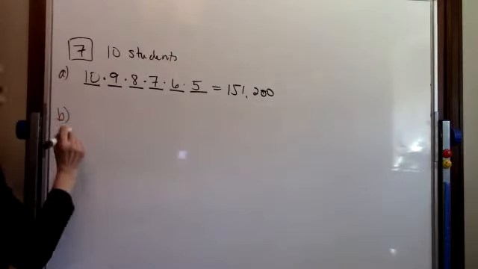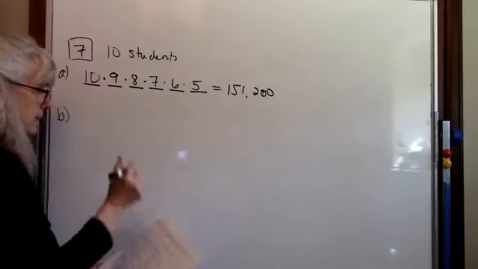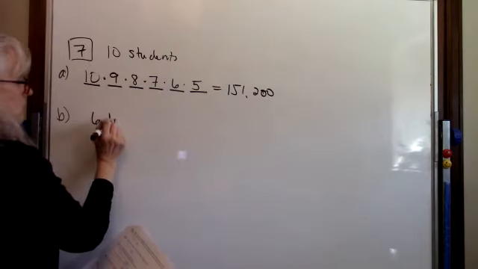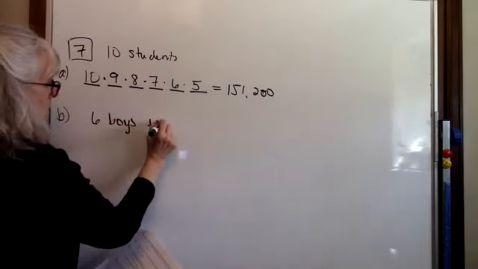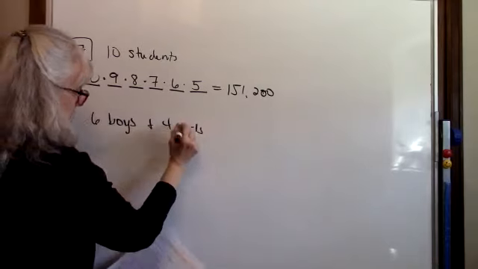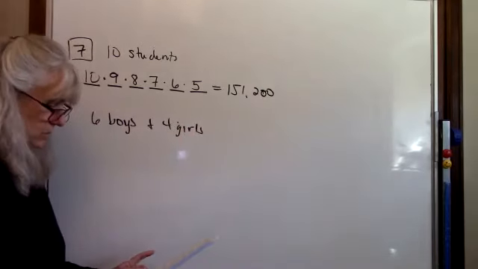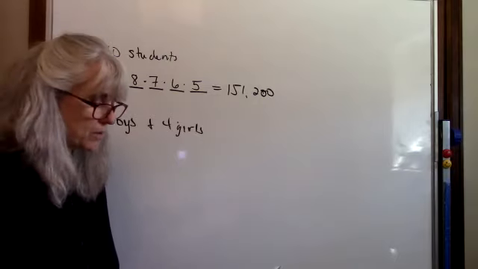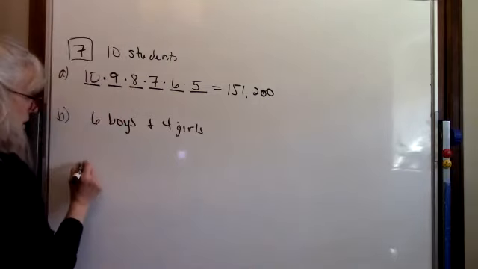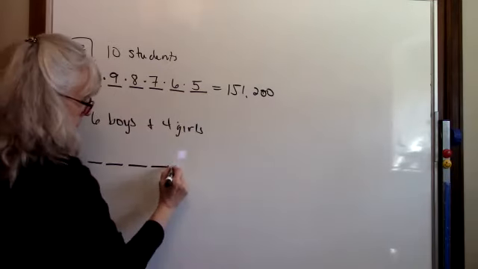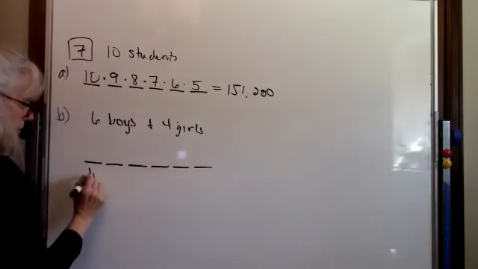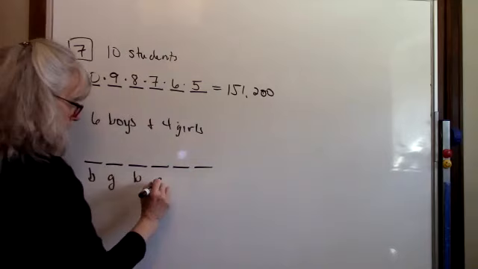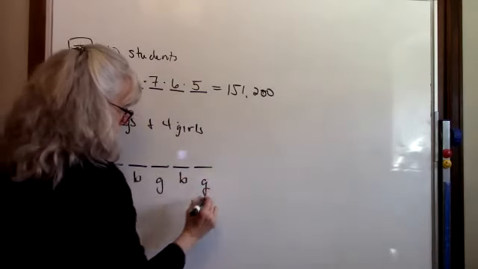Now part B adds on a twist. It says, if there are 6 boys and 4 girls, so 4 girls in the group, and if the boys and girls alternate, find the number of different seating arrangements. So I still have my 6 chairs, but now I'm going to have a boy followed by a girl, then back to a boy and then a girl, another boy and then a girl.